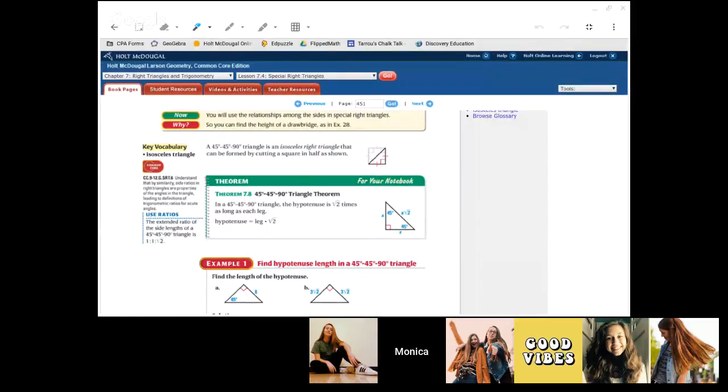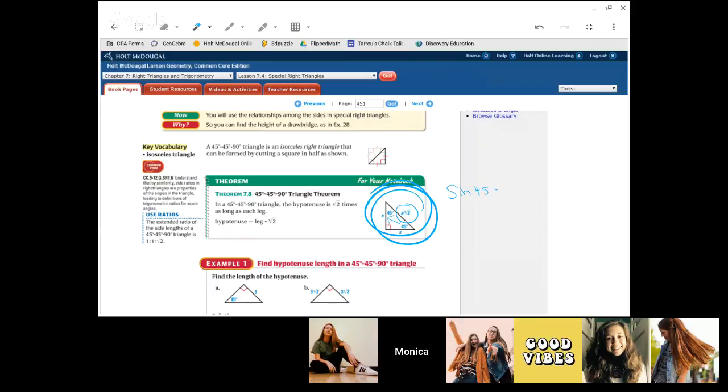Okay, so you're going to want to flip back to this page in your book and then the other page in 7.4 that talks about the 30, 60, 90 triangle theorem. And what it wants you to do is use those to find the sine and the cosine of the angles. So you're going to use this triangle here and find the sine and the cosine of the 45-degree angle. So the sine of a 45-degree angle is opposite over hypotenuse.